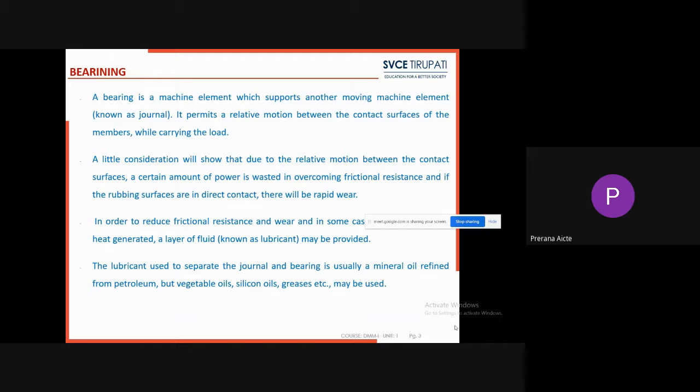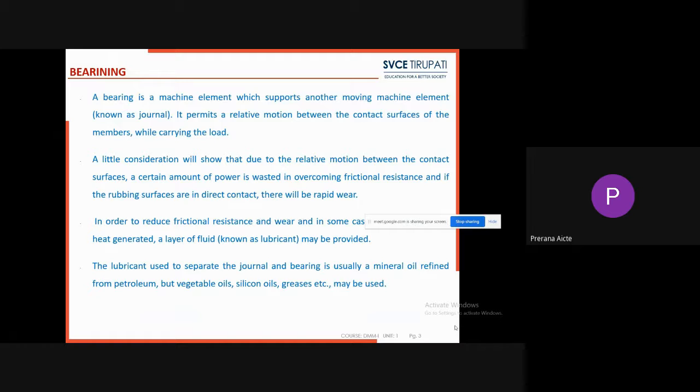Generally, bearings are mainly used where we transmit power or motion from one member to the other, maybe by direct or indirect contact. Bearings are also used to reduce frictional resistance. Between the bearing and the shaft, some amount of heat is always generated. To reduce the heat, we supply a cool lubrication oil, maybe vegetable oil, silicone oil, grease or petroleum. Based on the application, we supply the type of lubrication oil between the bearing and the journal surface.